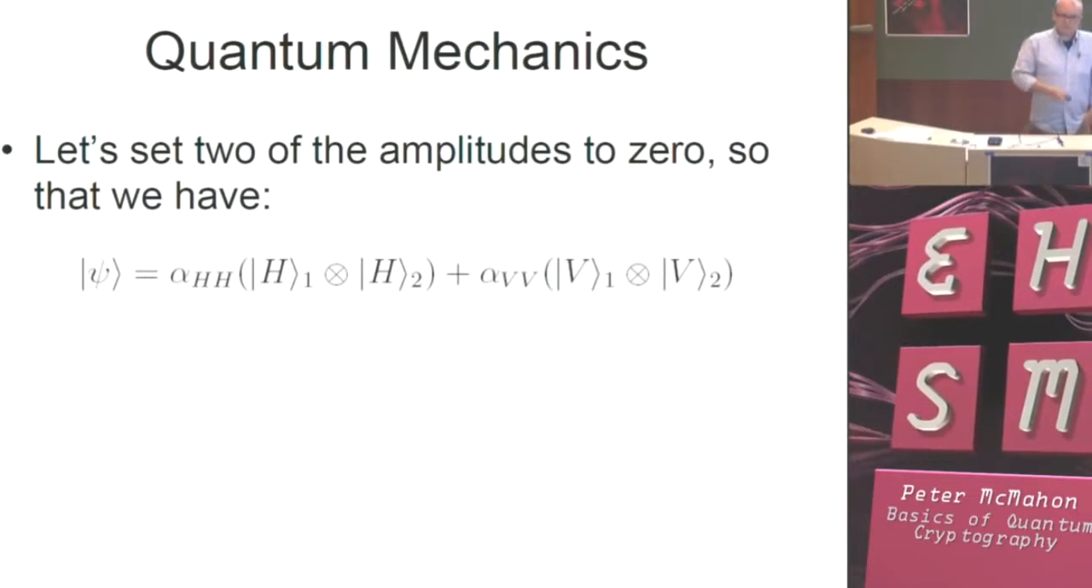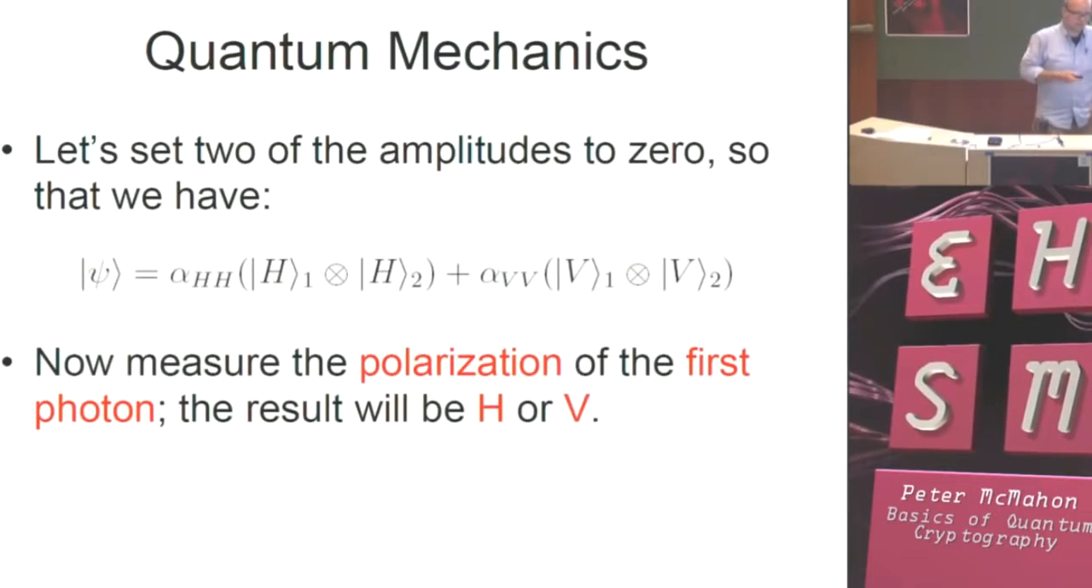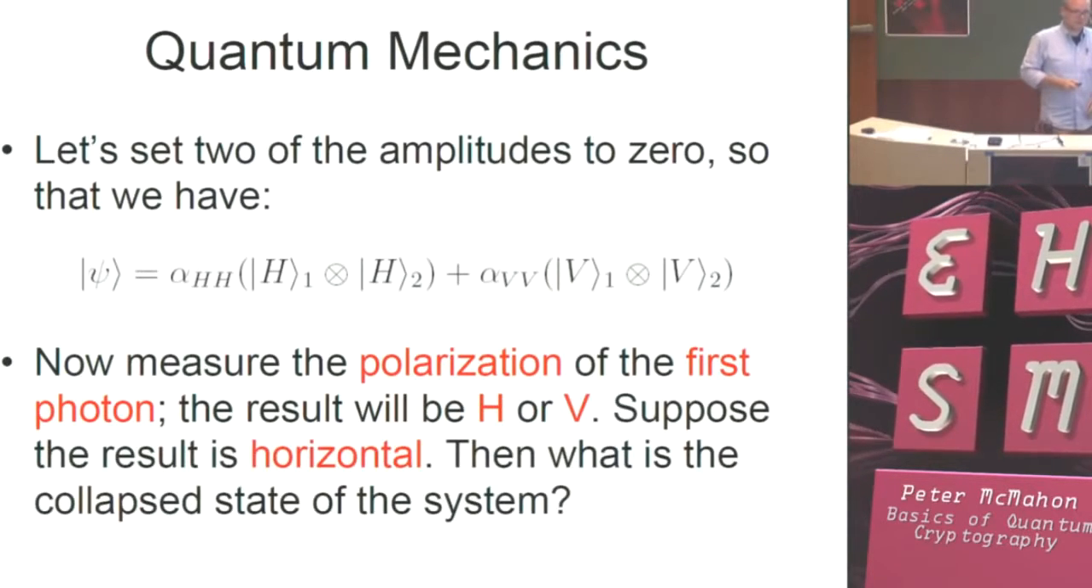You can now imagine if you can make this state where we have two photons, and let's say they propagate away from each other, and they have some polarization each. If they're prepared in this state, you can ask the question, what is the polarization of the first photon? For sure, if you ask it in the linear basis, the result will either be H or V, because it's either H or V. And let's suppose that the result of this measurement that you do on the first photon is horizontal polarization. What is the collapsed state of the system?